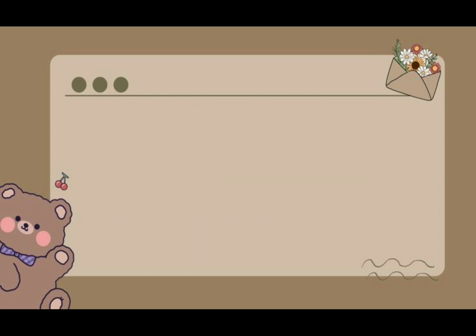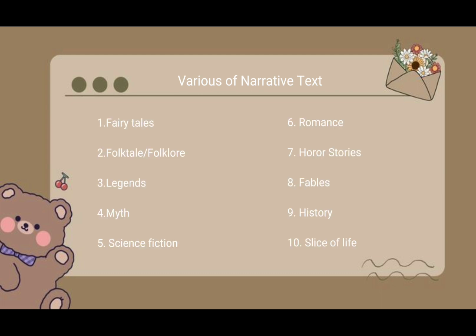Various kinds of narrative texts. First, fairy tales. Second, folk tales. Third, legends. Fourth, myths. Fifth, science fiction. Sixth, romance. Seventh, horror stories. Eighth, fables. Ninth, history. And tenth is slice of life.